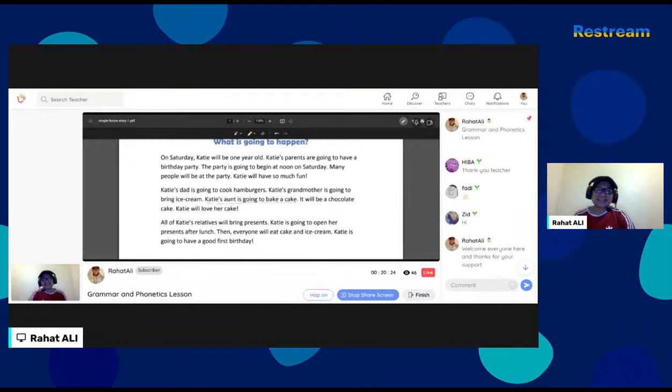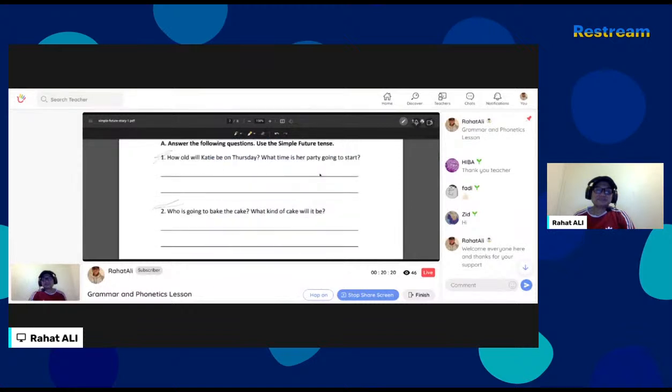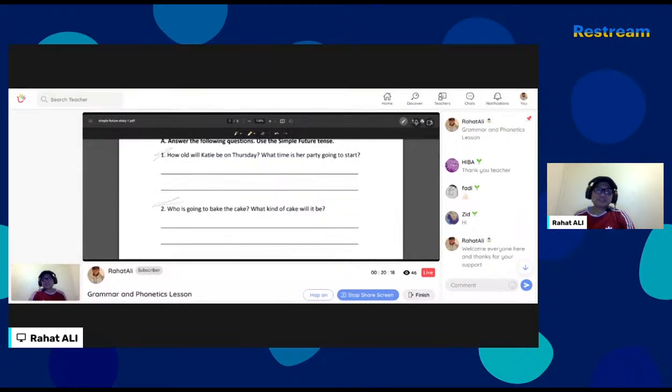It will be chocolate cake. Katie will love her cake. It will be chocolate cake. Katie's aunt is going to bake the cake. There is no name exactly, guys, so I can't tell you the name.